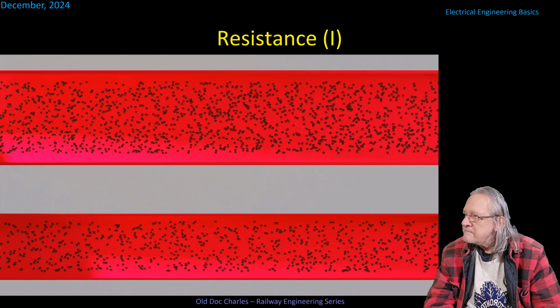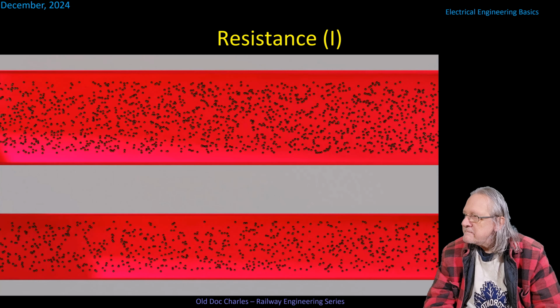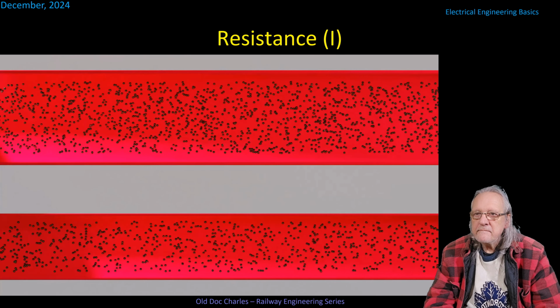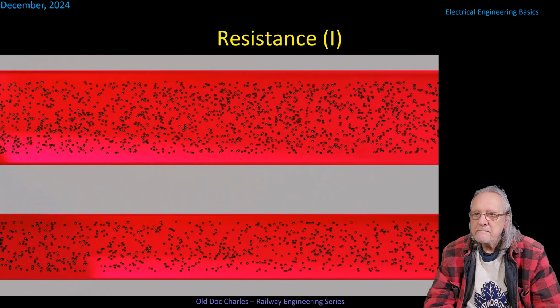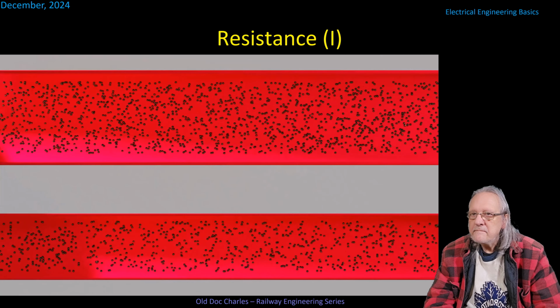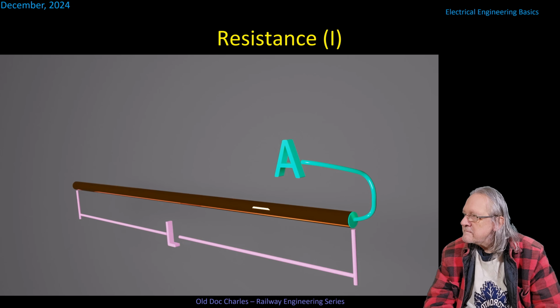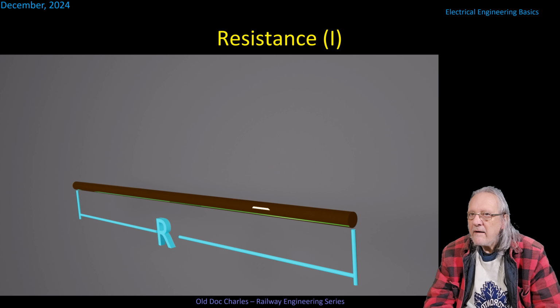Cross-sectional area is also significant. For a given current, the smaller the cross-sectional area, the faster the electrons must travel, so they need more energy. If the cross-sectional area is halved, the electrons must travel twice as fast. Now, what this means is that a material of a certain length and cross-sectional area will have a resistance, R. Resistance is measured in ohms, and the symbol is the uppercase Greek letter omega.